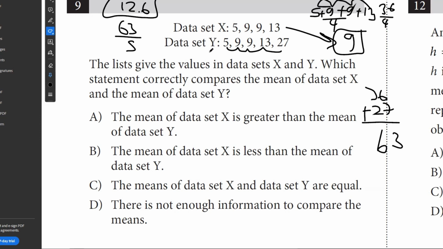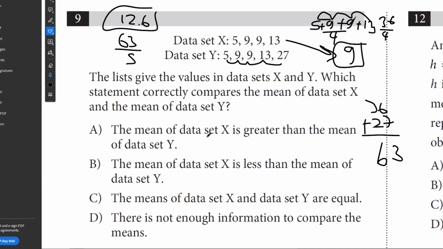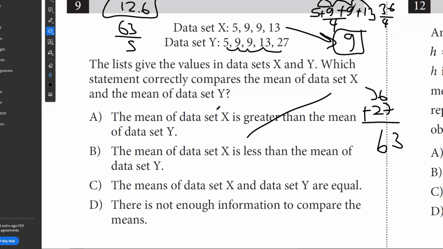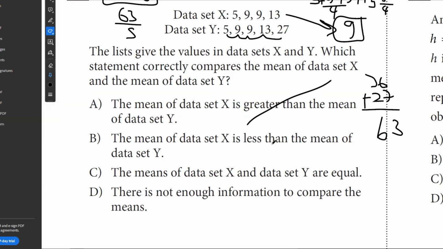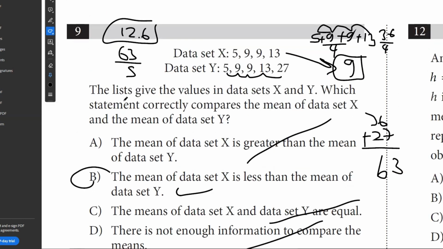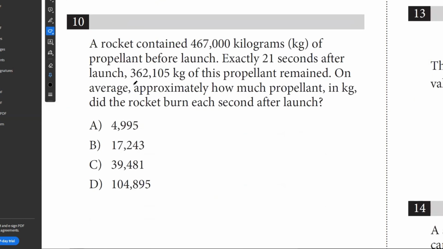So data set Y is greater than data set X when we're talking about the mean. So we should have an answer that looks like that. The mean of data set X is greater than... it's wrong, it's not greater. The mean of data set X is less than the mean of data set Y, which is correct. The means of data set X and data set Y are not equal. There is not enough information. Don't ever answer that for most of the questions, it's not this answer, believe me. So it's answer B.